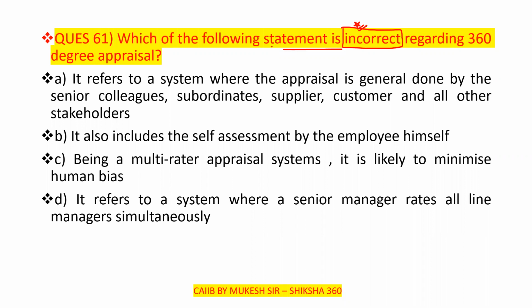Please tell fast what is incorrect. We have to find that. Option A is the correct one. Option B is also correct, it includes the self-assessment by the employee himself. Third one, being a multi-rater appraisal system, it is likely to minimize human bias, because feedback or appraisal is given by all the employees.